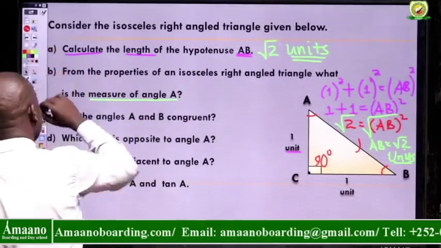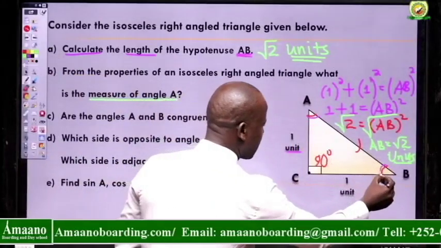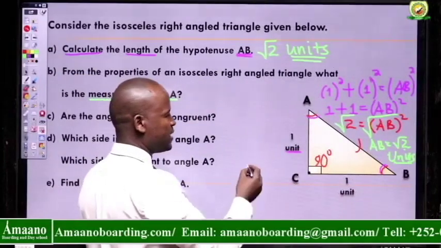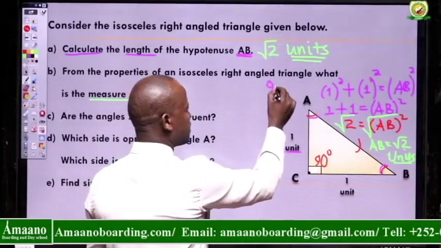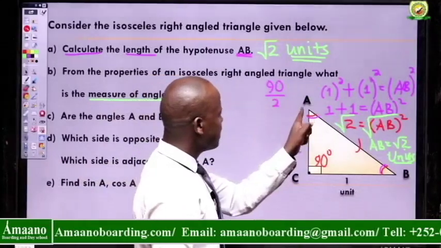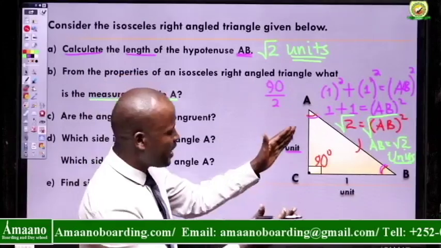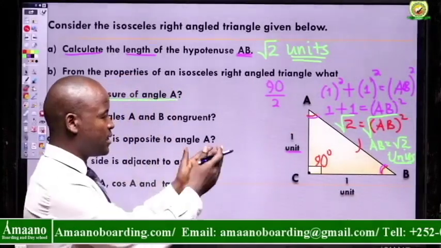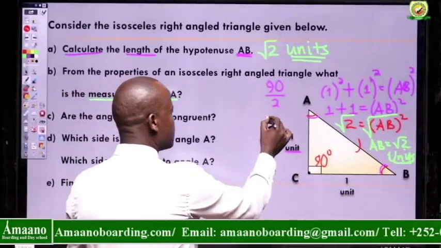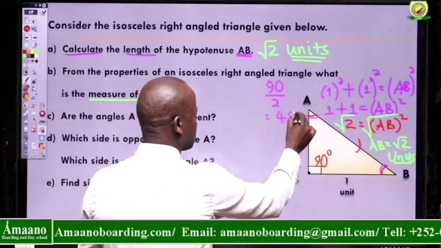90 divided by 2, because as I said, the sum of the two angles, angle A and angle B, is 90, plus this 90 will give us 180 degrees. So we divide 90 by 2. This 2 is for the first angle A and the second angle B. They have equal degree measures because the triangle given here is an isosceles triangle. So 90 divided by 2 is 45. You can check this, it is 45.